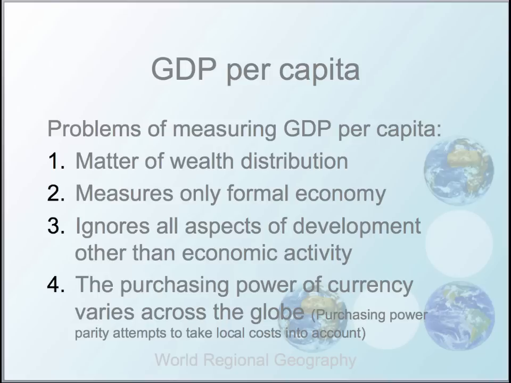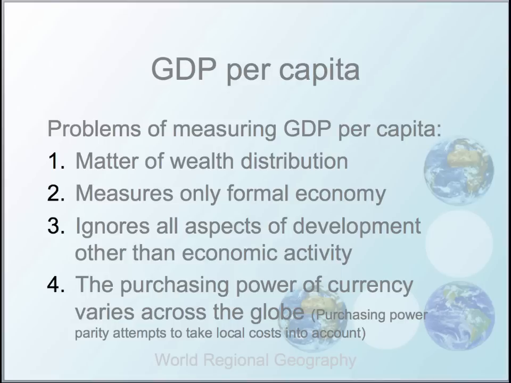And finally, you've probably heard the phrase purchasing power parity. So there's another measure of GDP that factors in purchasing power parity, which is to say that the purchasing power of currency is different depending where you go in the world. So when they're doing the purchasing power parity calculations, they try to take into account local costs using what's called a certain basket of goods.